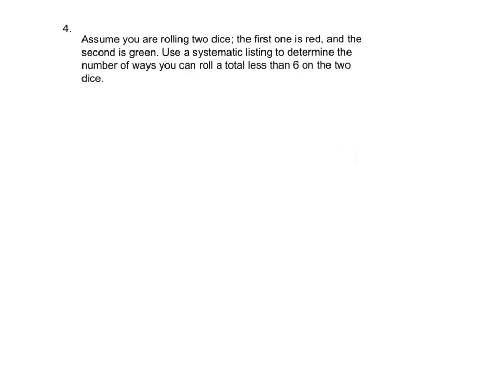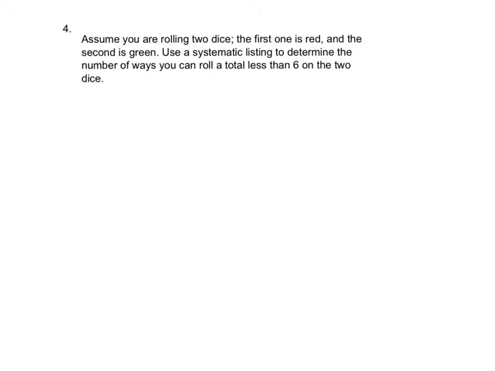Systematic listing. Assume you are rolling 2 dice. The first one is red and the second is green. Use systematic listing to determine the number of ways you can roll a total less than 6 on the 2 dice. First, we need to list all the different outcomes of rolling 2 dice.